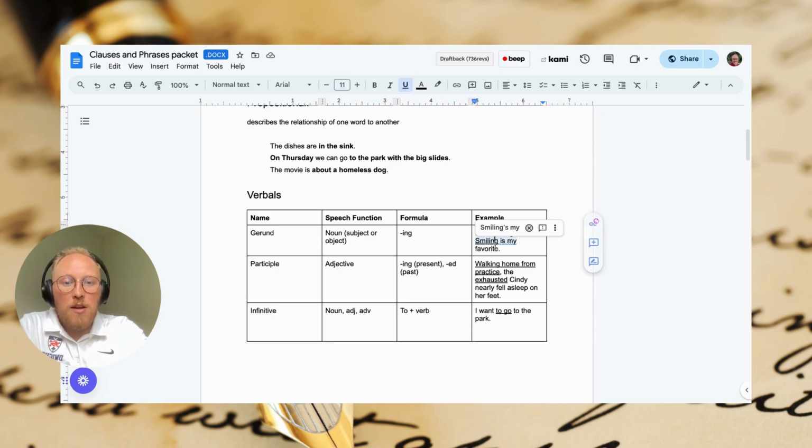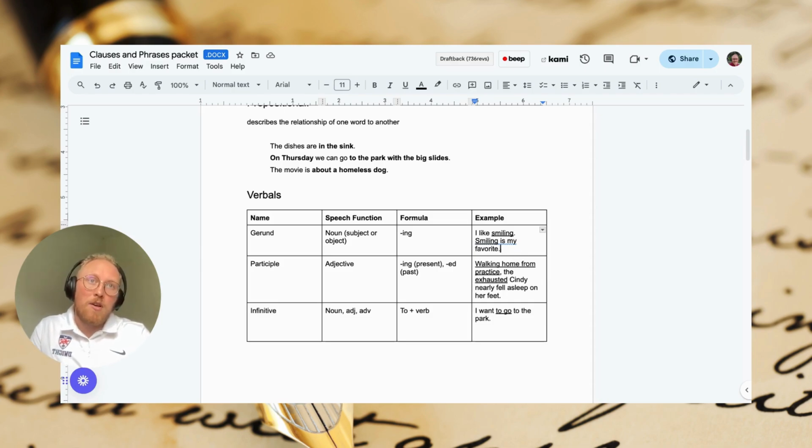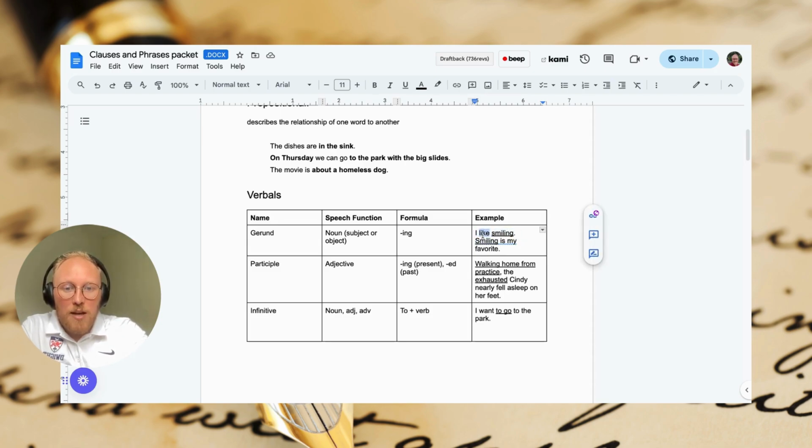But this applies to any verb form, right? So let's say run. I like running. Running is my favorite. It can throw us off because we think of run as being a verb, but in this case, it's not functioning in the sentence as a verb. In this sentence, I like smiling. The verb is actually the word like, right? Same thing with, if I were to replace this with running, I like running. Okay, the verb is like. Running or smiling is going to be a gerund.